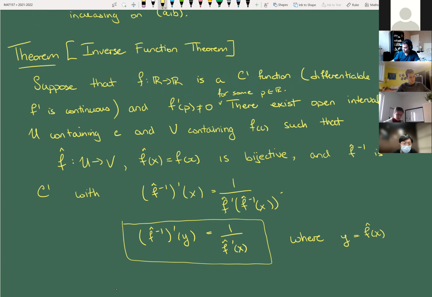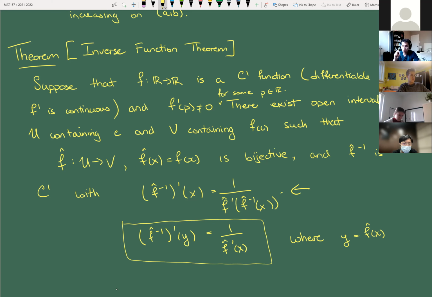But in practice, you tend to use this formula when you're invoking the inverse function theorem. But the thing that I've put in a rectangle can be nicer because, again, it clearly illustrates what the relationship between these two things is. And again, there's a sense in which this isn't surprising.